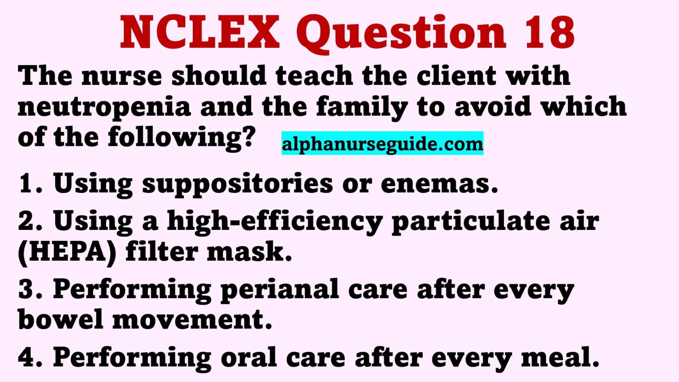The client with neutropenia is encouraged to wear a HEPA filter mask and to use an incentive spirometer for pulmonary hygiene. The client needs to know the importance of completing meticulous total body hygiene daily, including perineal care after every bowel movement, to decrease the flora at normal body orifices. The client also needs to know the importance of performing oral care after every meal and every 4 hours while the client is awake to decrease the bacterial buildup in the oropharynx.